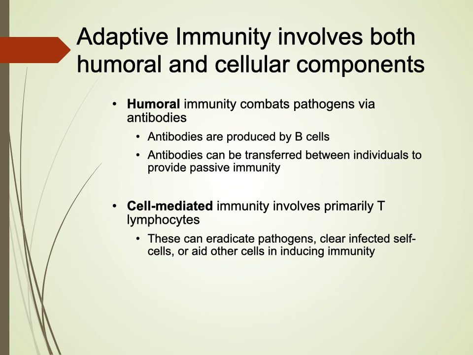With cell-mediated immunity, this is where the T cells, the T lymphocytes, are involved. There are many different subsets of T cells. Some of these can help to eradicate the pathogens, while others can help other cells to induce immunity. Your T helper cells can help your B cells so that they'll produce antibodies. Just like innate and adaptive immunity are interconnected, humoral and cell-mediated immunity are interconnected.